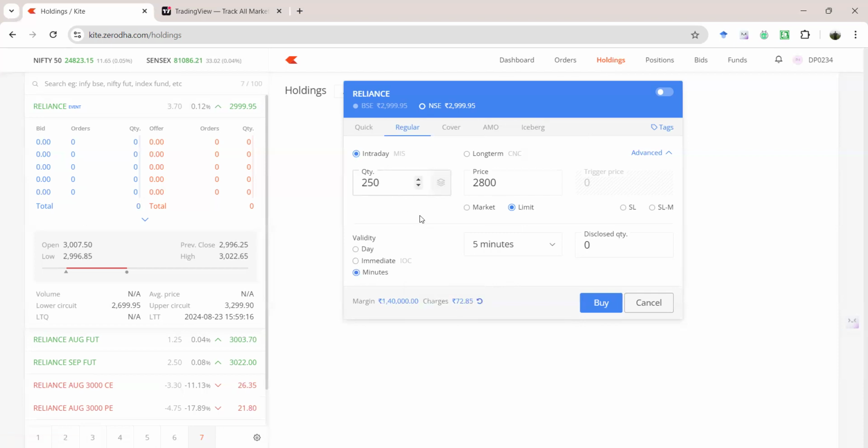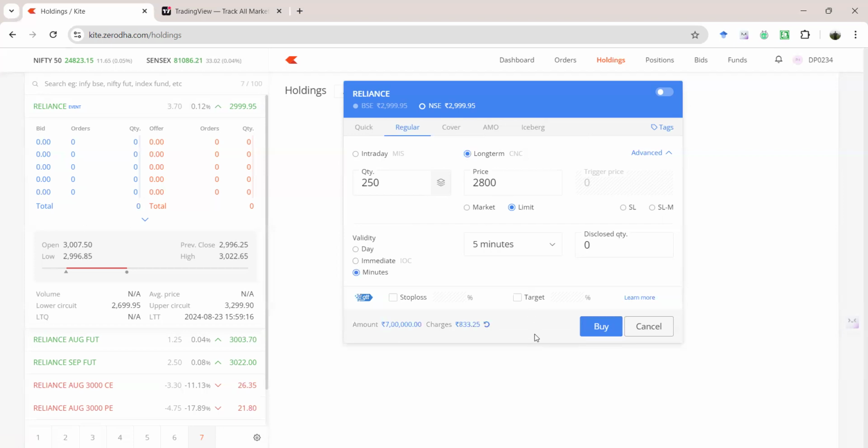Now if I go for long term, instead of intraday, then it shows an amount. So what is this amount? Matlab, this is the charge per share. I will explain this thing.